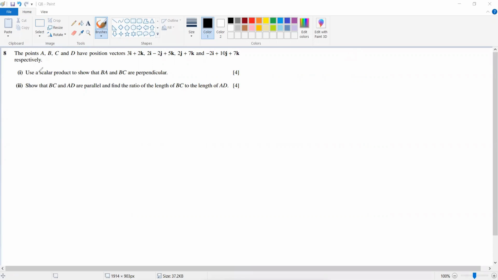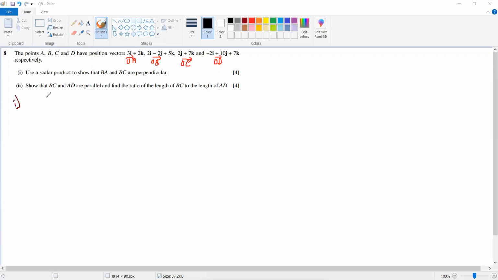So that means A is the first one, this is OA. This will be OB. Second one is B until the comma, OC, and OD. It's a three-dimensional position vector. Okay. So use a scalar product to show that BA and BC are perpendicular. A scalar product is the dot product.